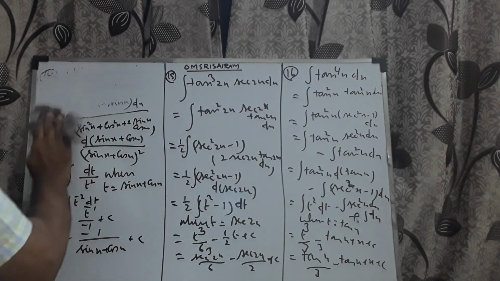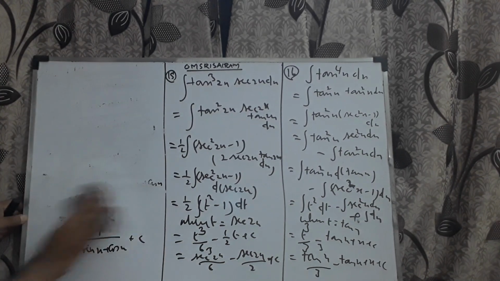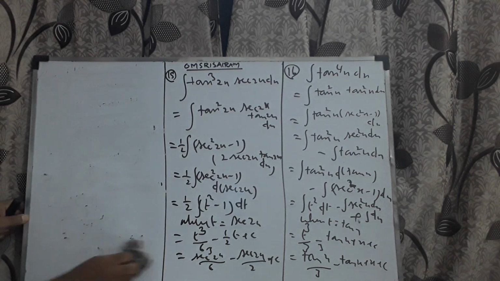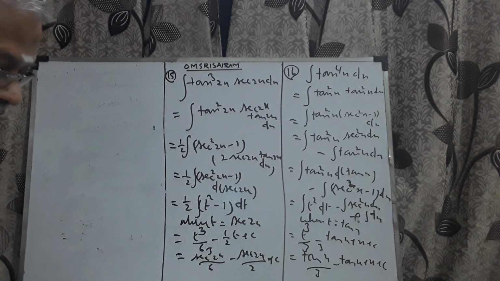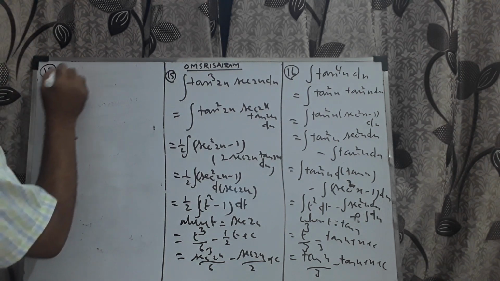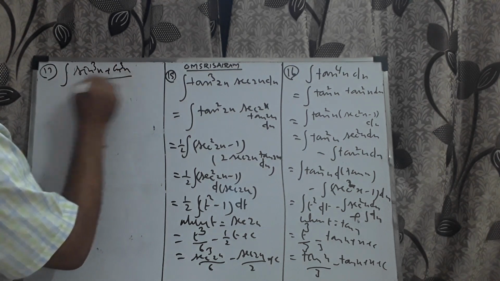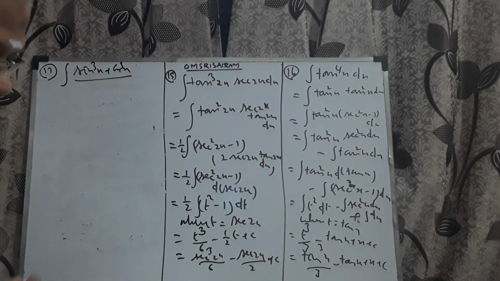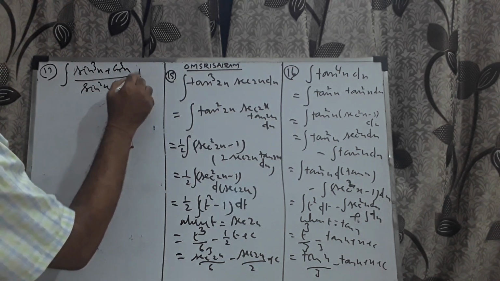Let me just rub this part to continue with the remaining problem. Let me think about 17. What happened to 17? Let us see. What is the 17th one? He says integral sine cube x plus cos cube x divided by sine square x cos square x dx.